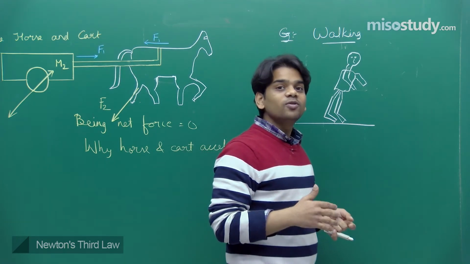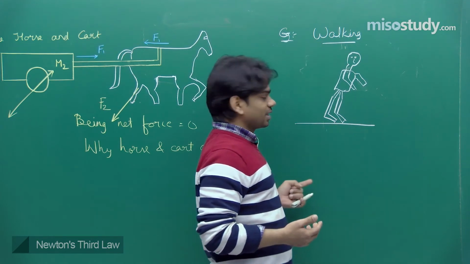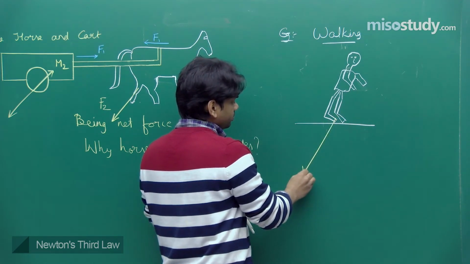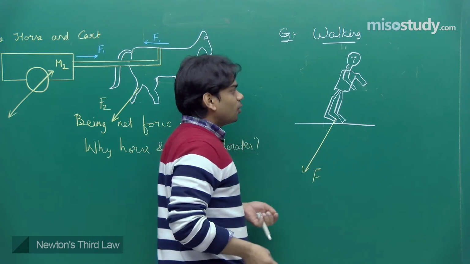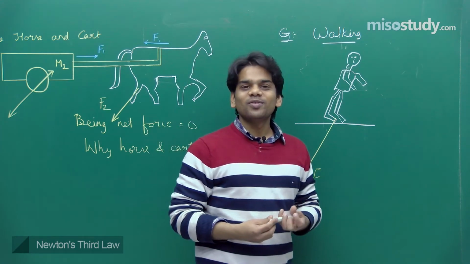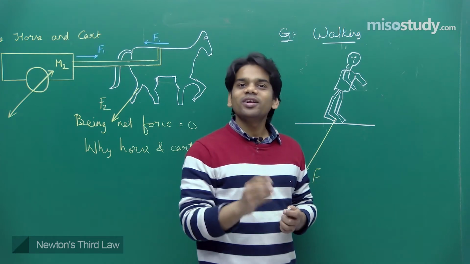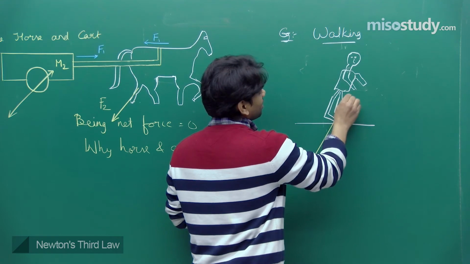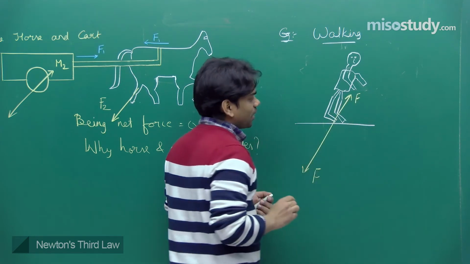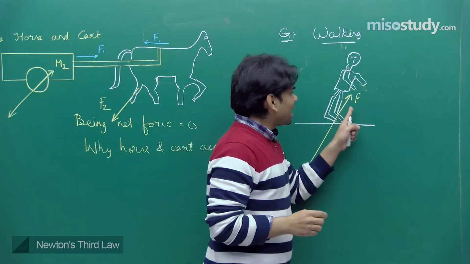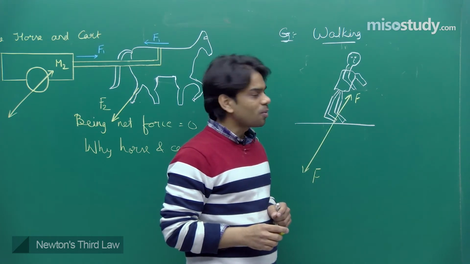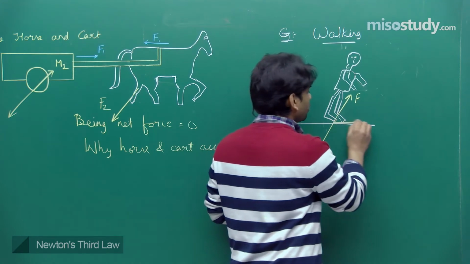Then again you have to push the ground in this direction. You apply a force in this direction as shown. Now what happens? We have just learned the concept of Newton's third law. The ground in return will apply a force on your feet in the opposite direction. So this is the direction of force which the ground applies on you. This force will have two components. One, the forward component.